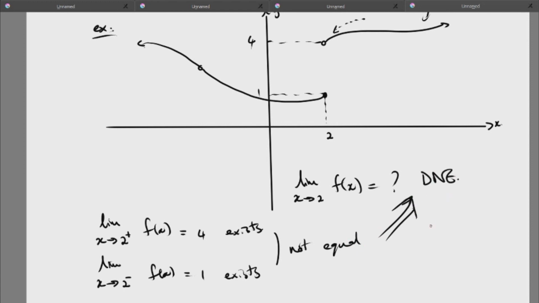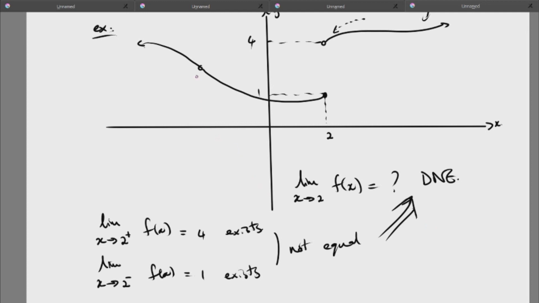I can't walk from both sides and approach a specific y value. I'm going to 2 different places. So the one-sided limits just give me the language and the words to explain why that doesn't exist. But in plain English, if the pieces don't link up, there isn't stable behavior from both sides, even though individually they're perfectly fine.